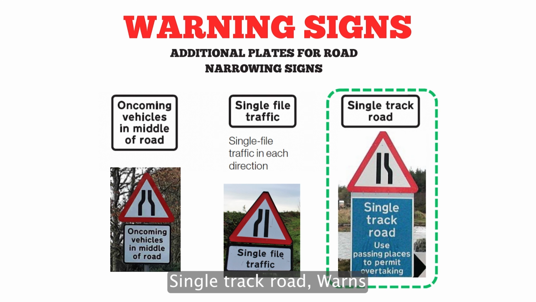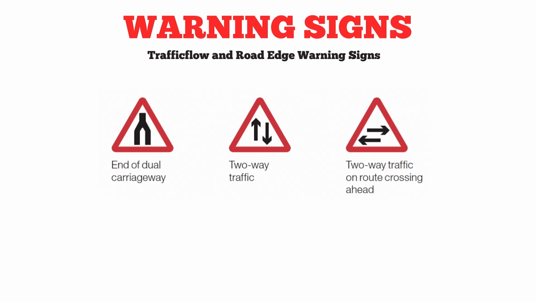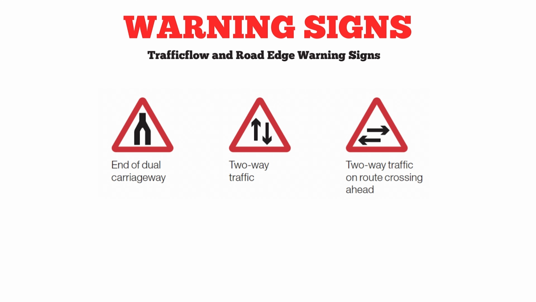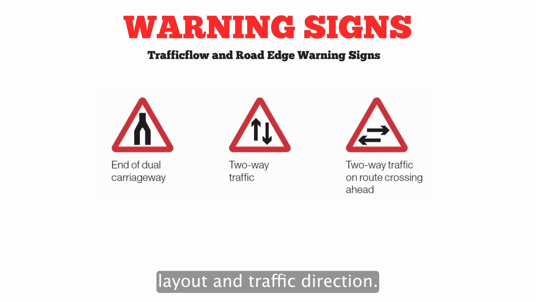Single-track road warns that the road is only wide enough for one vehicle at a time, requiring drivers to use passing places to allow oncoming traffic to pass. Traffic flow and road edge warning signs. These signs provide important information about changes in road layout and traffic direction.